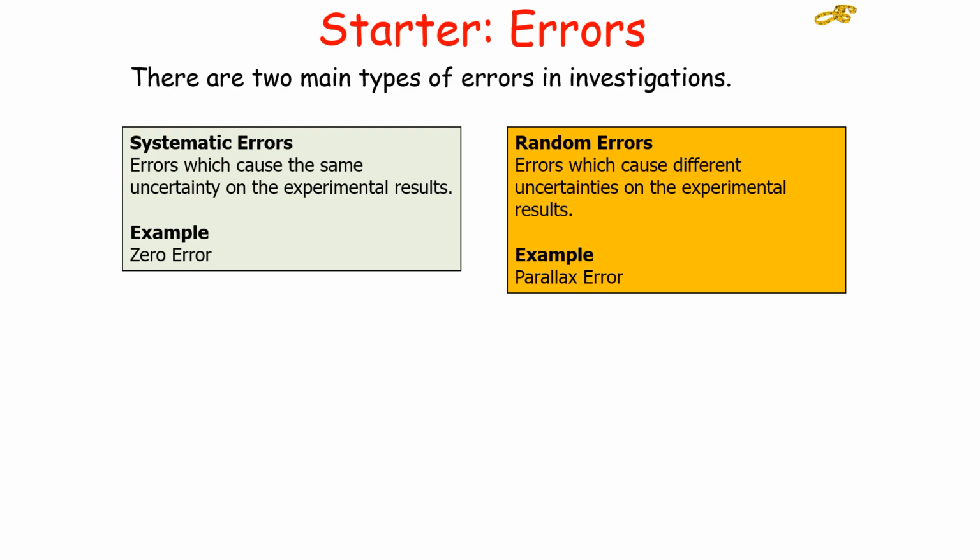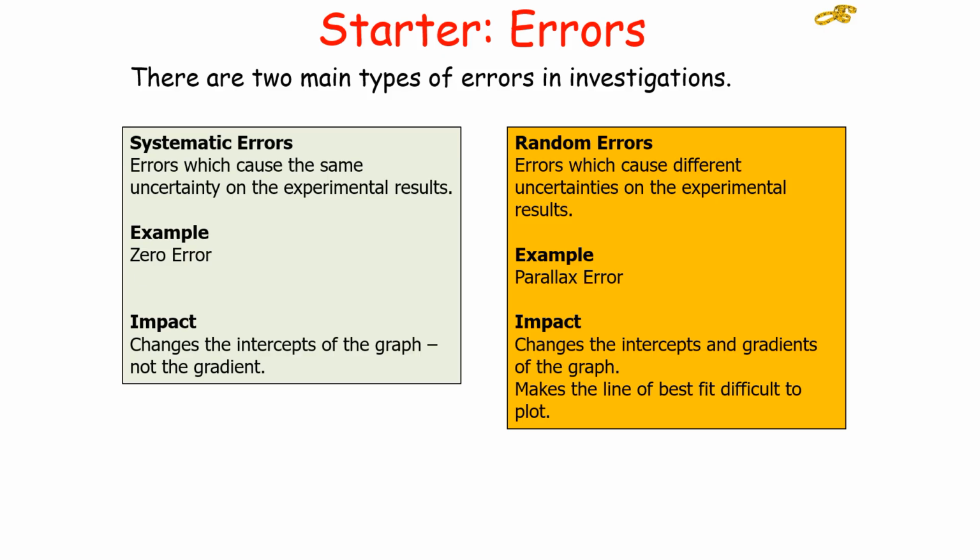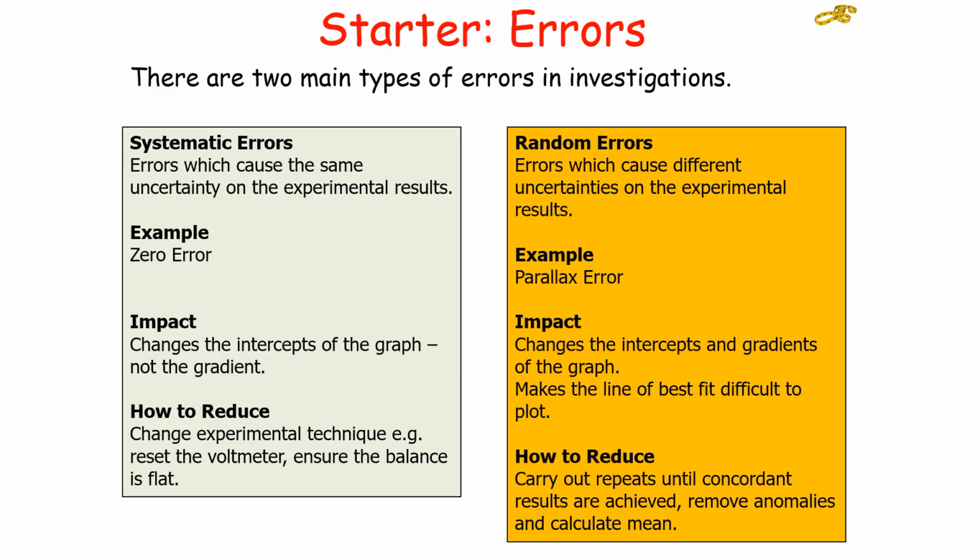Now the important thing to note is the impact of systematic errors. They change the intercepts of the graph but not the gradient, whilst random errors will change the intercepts and the gradients of the graph and can also make the line of best fit difficult to plot accurately. So you can reduce systematic errors by changing your experimental technique, like resetting the voltmeter, or ensuring it balances on a flat surface. But to reduce random errors, there's only one thing you can do: carry out repeats until concordant results are achieved, remove anomalies and calculate a mean.